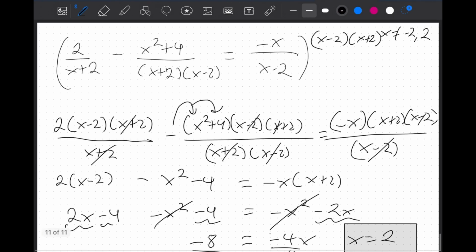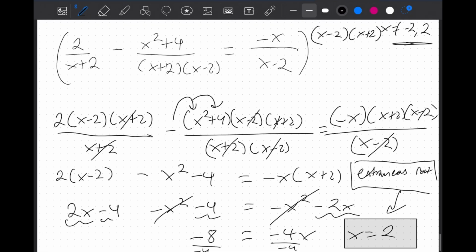And just one more thing. Remember how we said x cannot equal minus 2 or 2? But that's our only solution. So this would actually be an extraneous root. So always make sure whatever you find is in the domain.